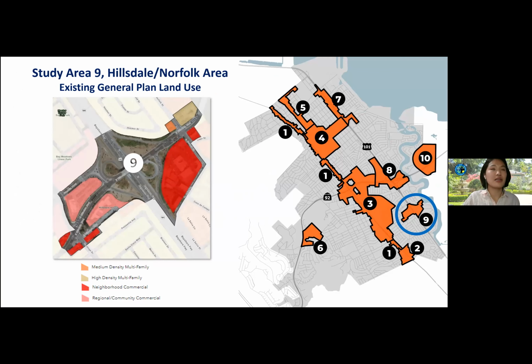So the next study area, number 9, looks at Hillsdale, Norfolk area. So just to orient everyone, the Kaiser Medical Office Building is here on this parcel. This is a Hillsdale Inn across from that. And over on the right is the Marina Shopping Center. And so this is mostly a neighborhood commercial / regional commercial study area.